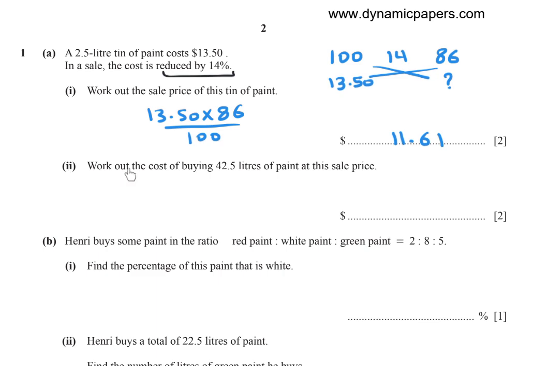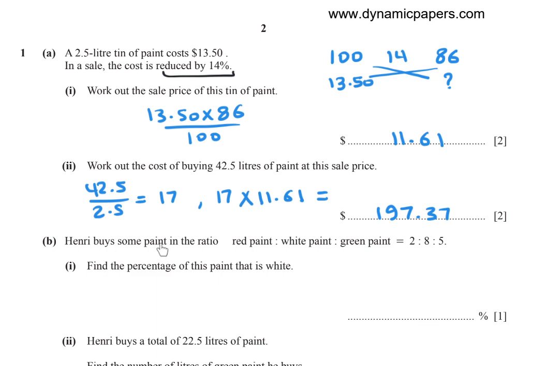Double I. Work out the cost of buying 42.5 liters of paint at this sale price. So 42.5, this means how many tins? You need to divide 42.5 by 2.5 to find the number of tins. This equals 17. So now multiply 17 by 11.61, which equals 197.37.